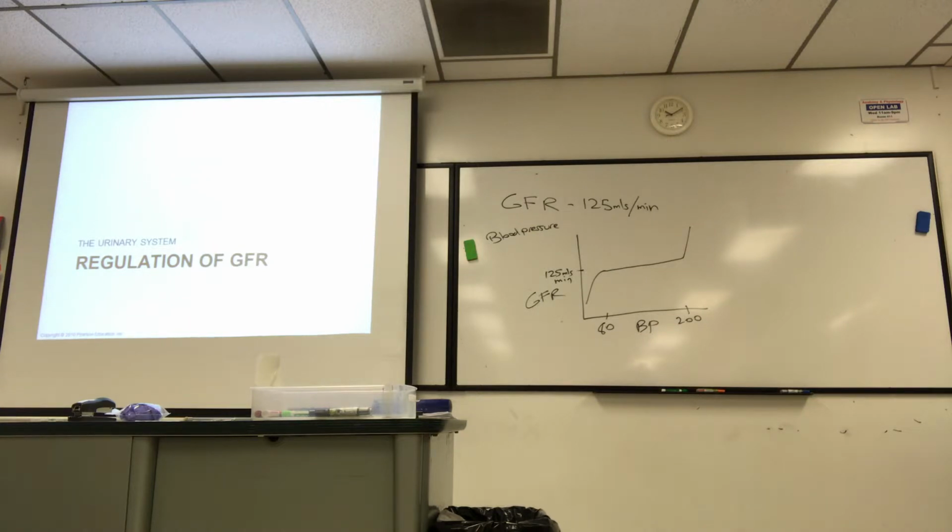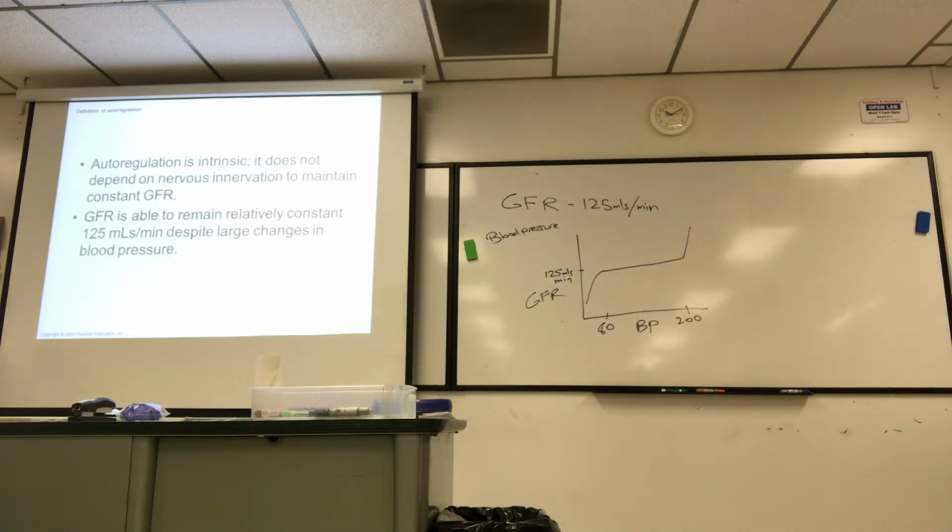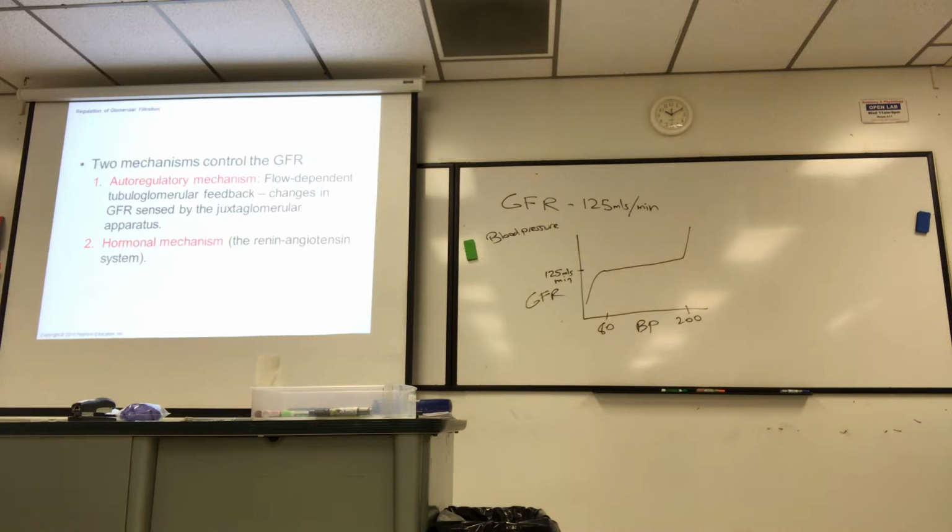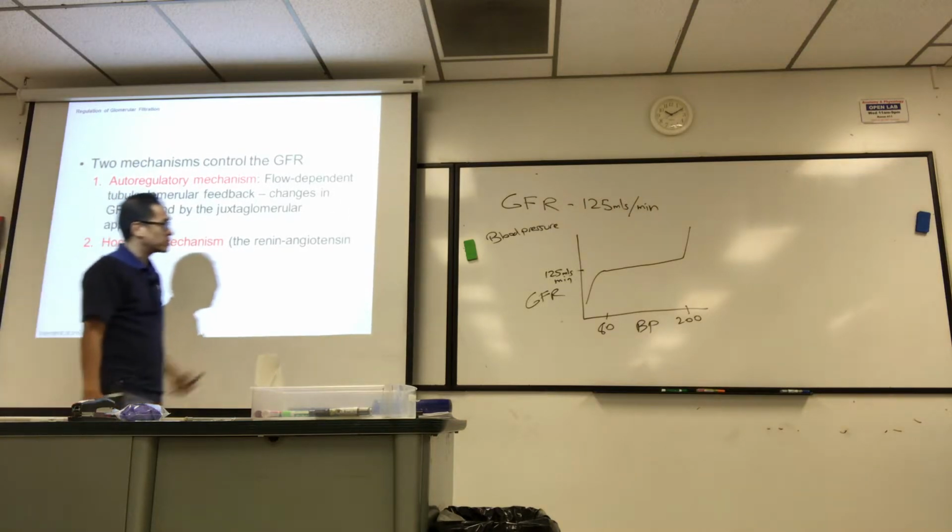And there's two ways we'll talk about how it's regulated. Of course, there's an intrinsic way, which does not depend on nervous innervation. And there's also an extrinsic way. Let's do this way first. The autoregulatory way has a fancy name, flow-dependent tubuloglomerular feedback. The second way is basically the renin mechanism. Okay, so let's talk about that first.